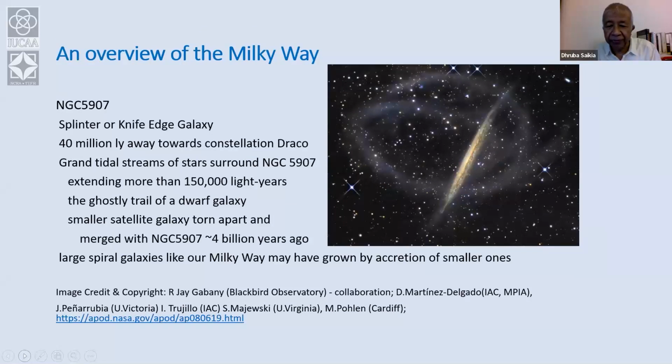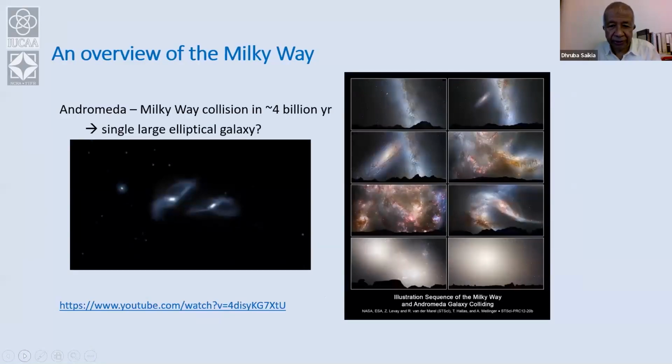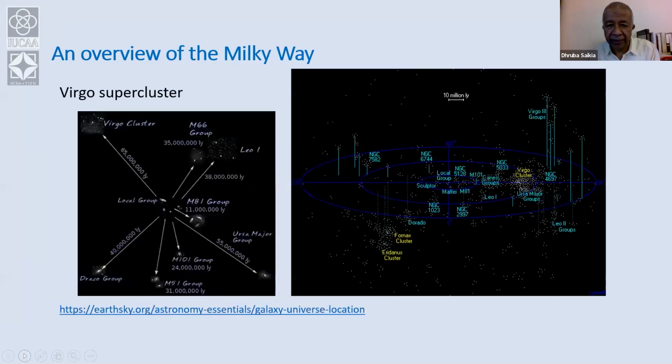And stripping of tidal dwarfs is not just unique to our galaxy, it happens in all galaxies. This is a very classic example of a splinter or knife-edge galaxy seen edge-on, where you can see the beautiful trails of gas and stars which have been ripped apart from tidal interactions of a dwarf galaxy in this particular galaxy. This is just an animation of what things might look like when Andromeda hits us. But just to reiterate that we are part of a larger structure, that there are different clusters of which the local group is just a part.